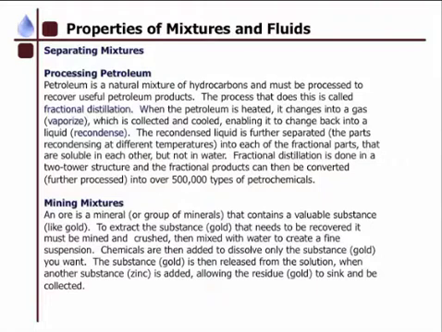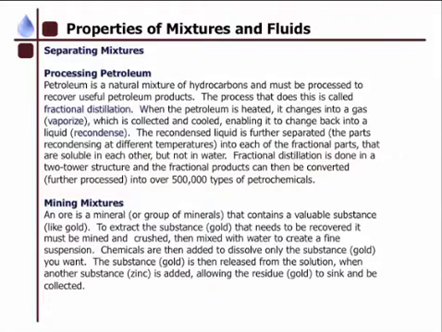The recondensed liquid is further separated, its parts recondensing at different temperatures into each of its fractional parts that are soluble in each other, but not in water. So the fractional distillation is done in a two-tower structure, and the fractional products can be converted or further processed into over 500,000 different types of petrochemicals.